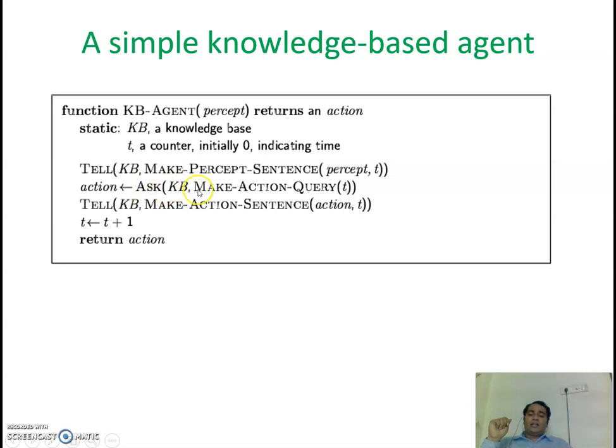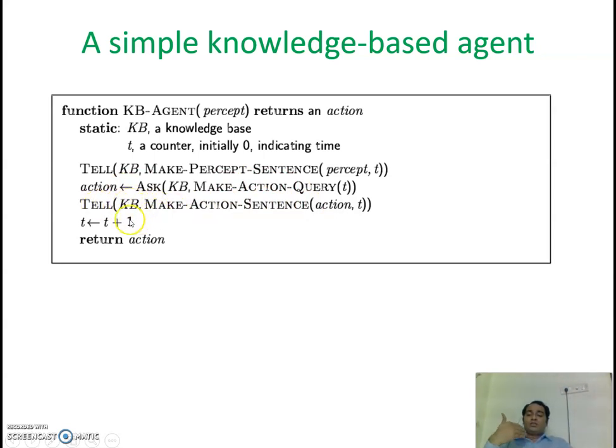And ask knowledge base make action query at a particular time. What action needs to be performed? You have to make this action query on the knowledge base and ask it. This knowledge base has to return an action. Based on this action, once again you can incorporate more knowledge. So based on the action at a time, I can make an action sentence. This is the action I have performed for so and so input. So that is new knowledge I am gaining, which adds up to the knowledge base.